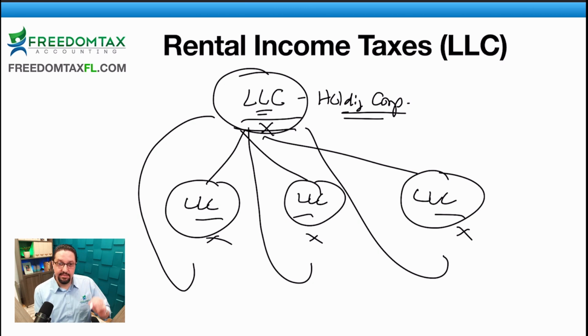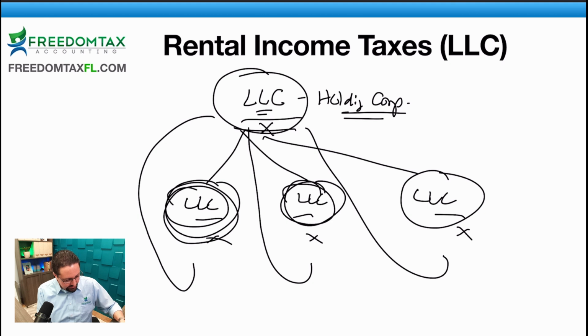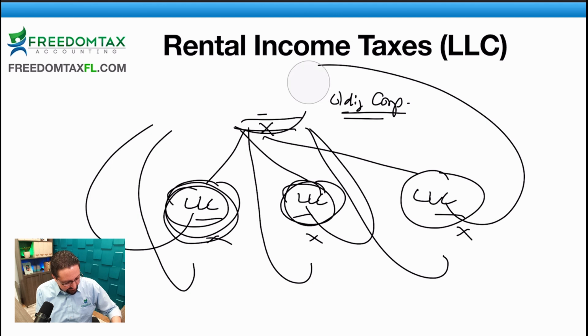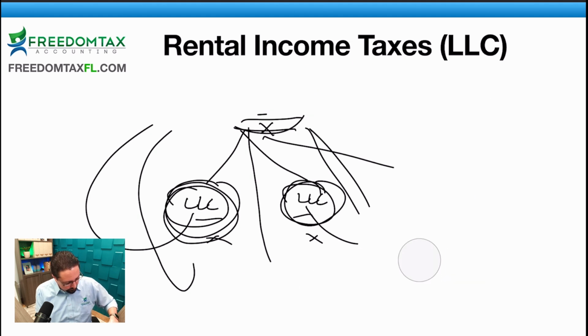The advantage there is that you will not have to file a tax return for every single LLC, because what happens on these LLCs will always flow to this main holding company. That's a more advanced tax strategy, which we can discuss later on, okay?